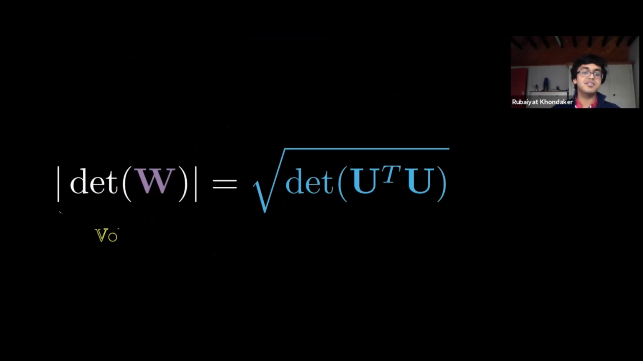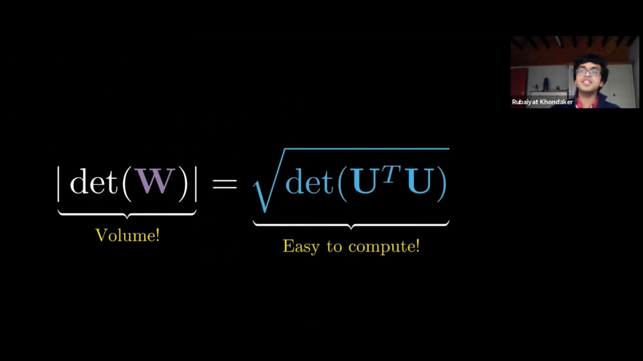What's amazing about this is that on the left side, we have the volume, because the volume is the determinant, except of course we don't care about orientation, so we take the absolute value. And on the right, we have something that's very easy to compute. None of that magic orthogonal matrix stuff.